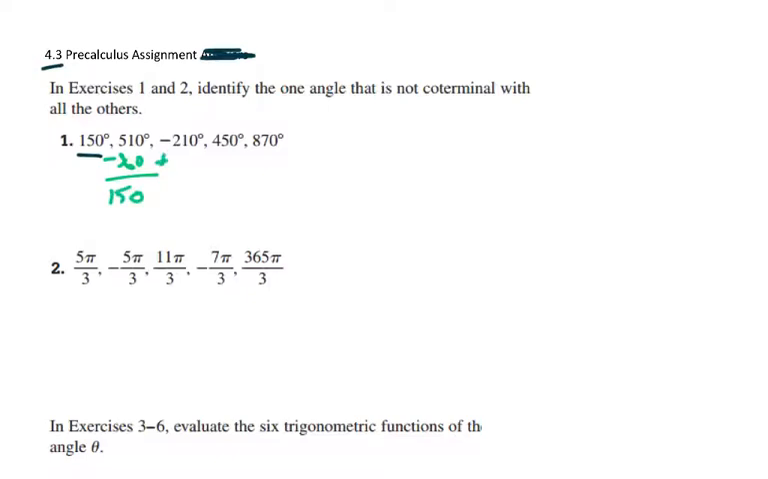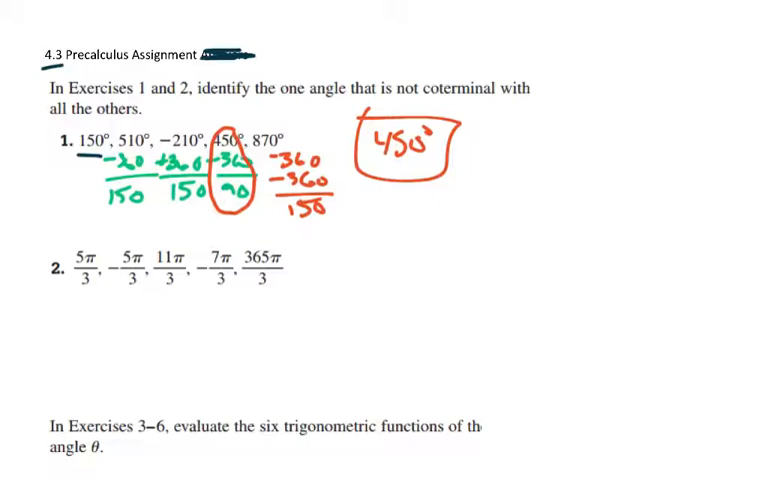If I add 360 to negative 210, I get 150, and so that one's also 150 degrees. If I take away 360 from 450, I get 90, and so this one here is definitely not going to be 150. And then just to double check, if we subtract 360 and then another 360 from 870, we get 150. And so the piece that is not coterminal is going to be the 450 degrees.